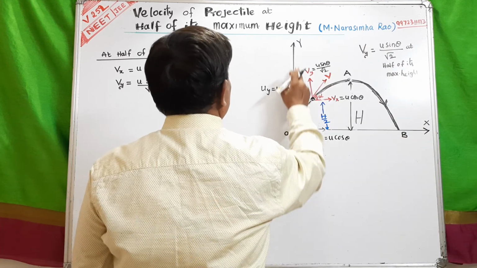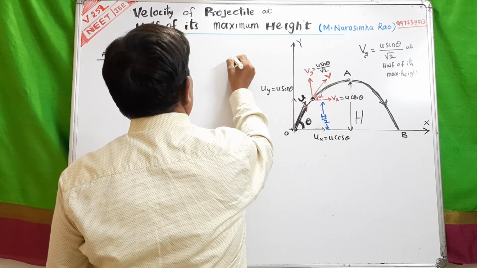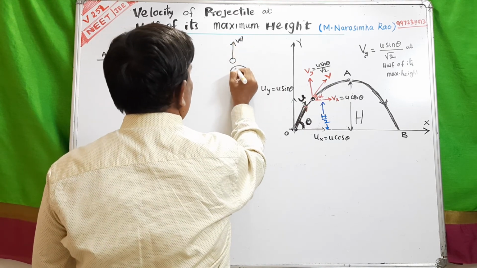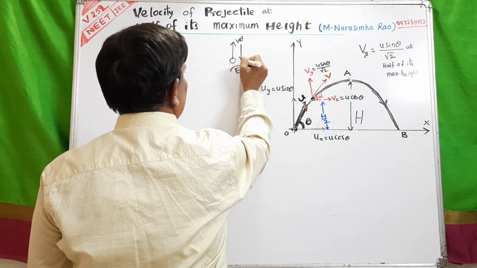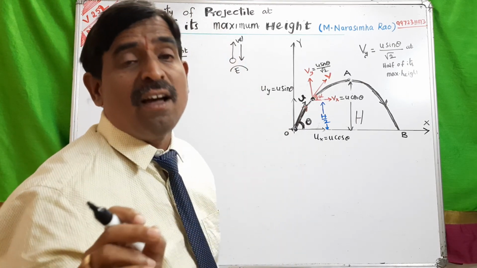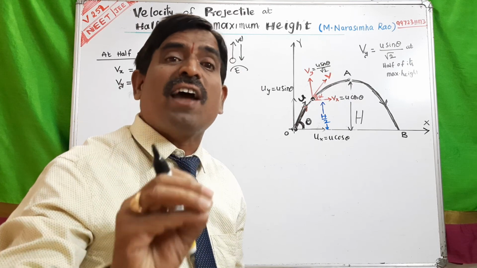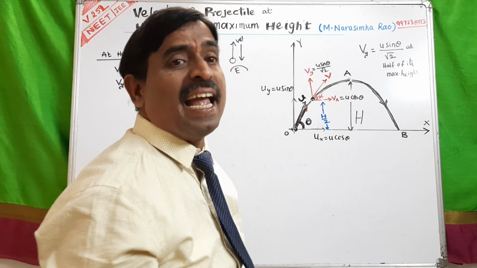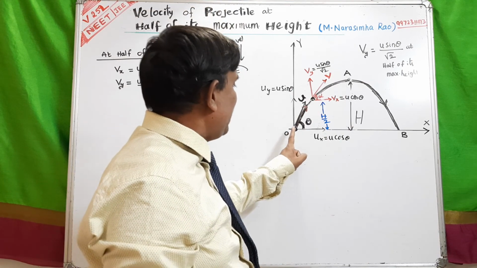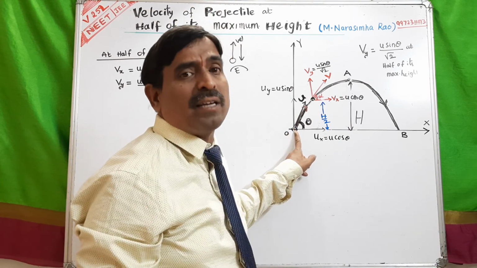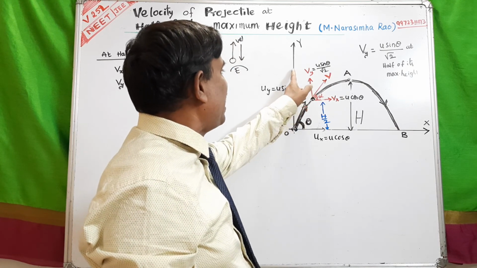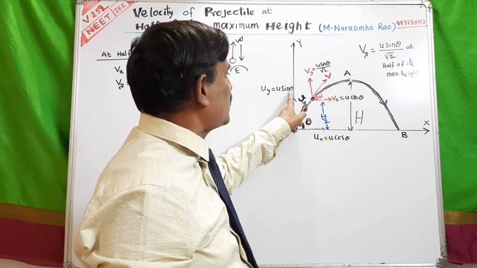Along y direction, the cricket ball is moving upward. Velocity of the projectile is upward. Earth is attracting downward. Both are opposite in direction. For that reason, velocity goes on decreasing along the y direction. Here, this is the initial point or point of projection. At this point, along y direction, initial velocity is u sin theta.